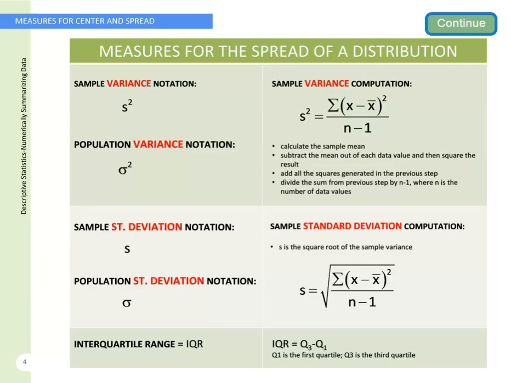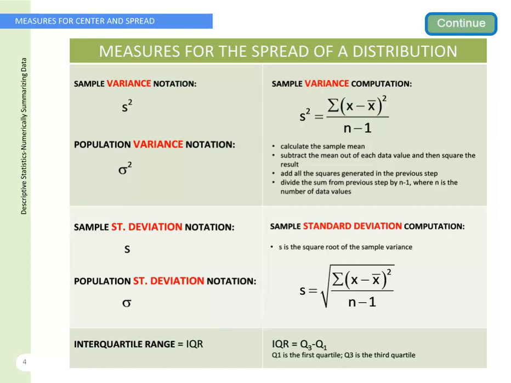Variability or spread of a distribution is measured either with the standard deviation or with the interquartile range. If the distribution is symmetric, the spread is measured with standard deviation. It might be confusing because before we get to standard deviation, we have to talk about variance.